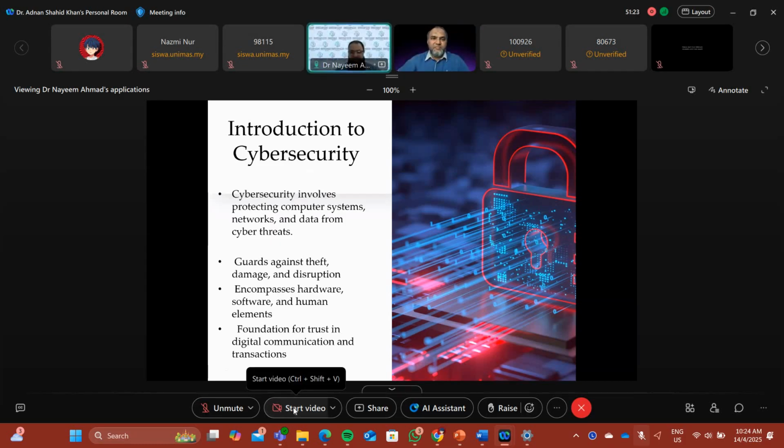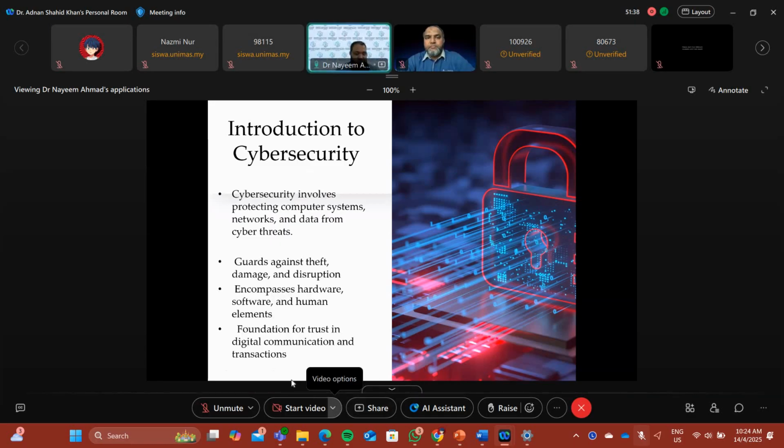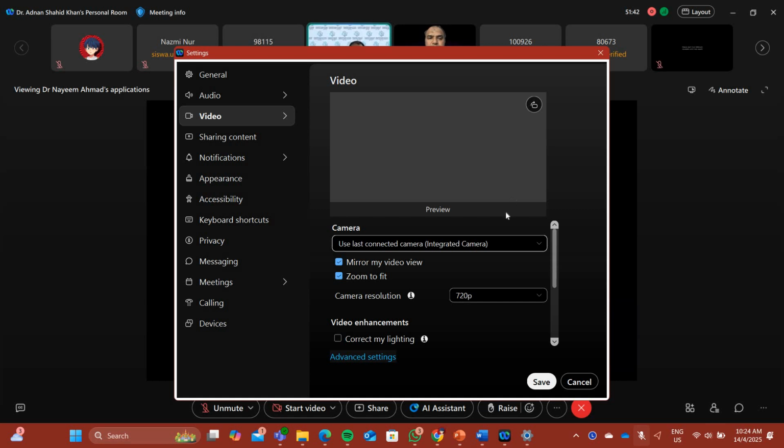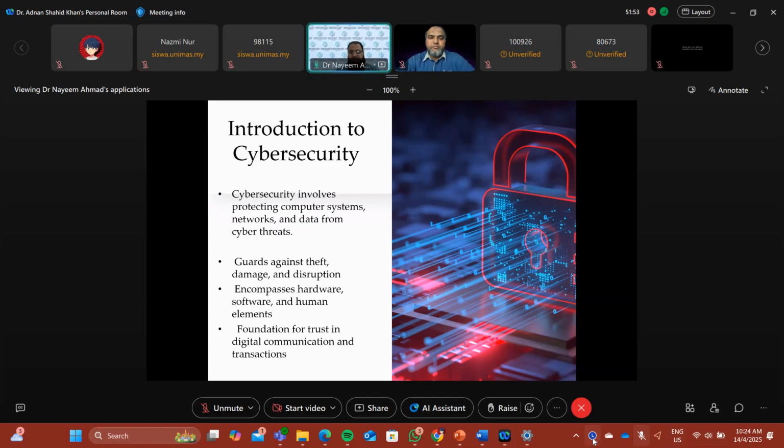So in today's connected world, cybersecurity is the backbone of digital trust, so it enables online banking, telemedicine, e-governance, and e-commerce. And without robust cybersecurity, individuals and organizations are vulnerable to data breaches, vulnerable to attacks, vulnerable to identity theft, vulnerable to service disruptions, which can result in financial and reputation damage.